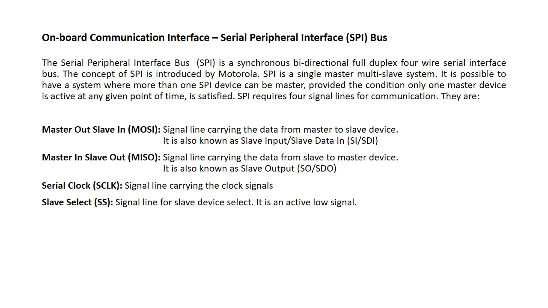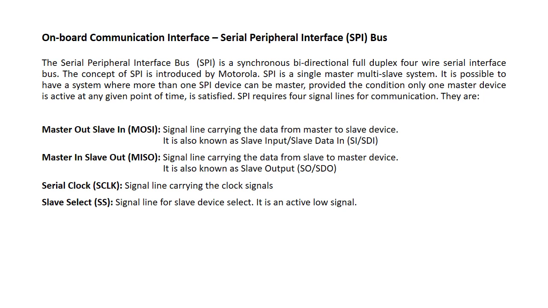The concept of SPI was introduced by Motorola. SPI is a single master multi-slave system. It is possible to have a system where more than one SPI device can be master, provided that the condition that only one master device is active at any given point of time is satisfied. SPI requires 4 signal lines for communication.